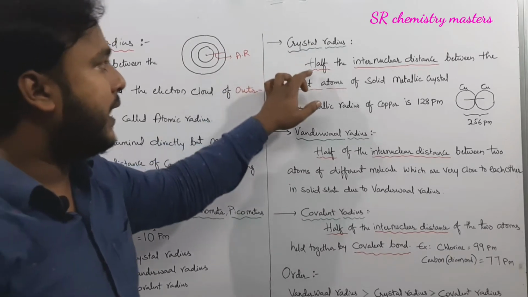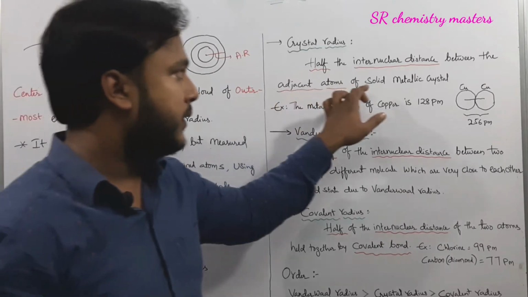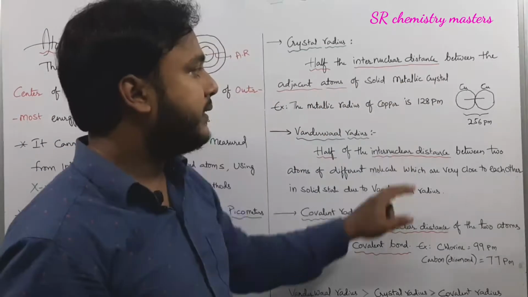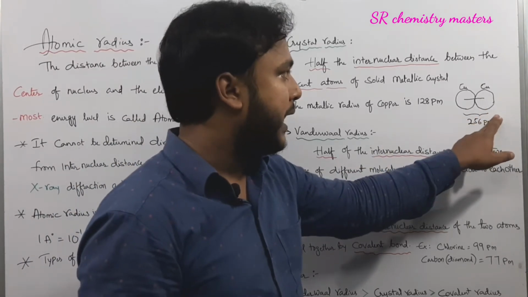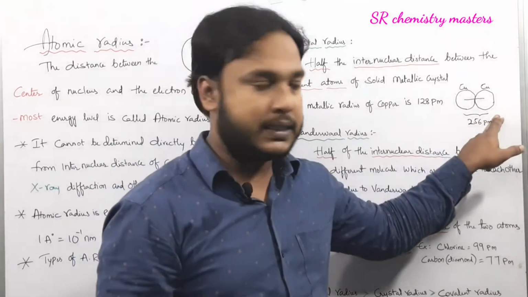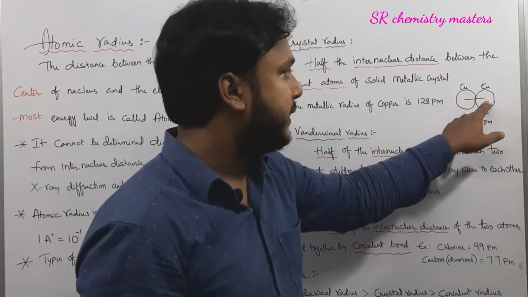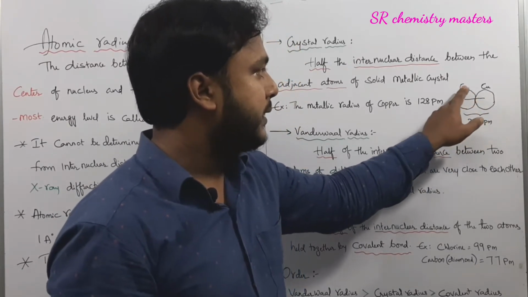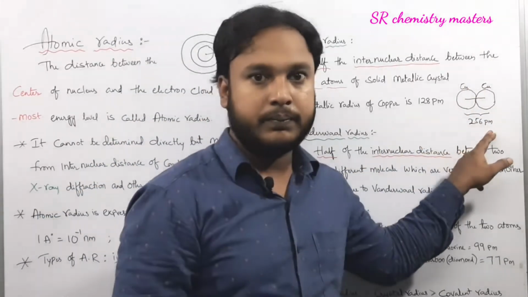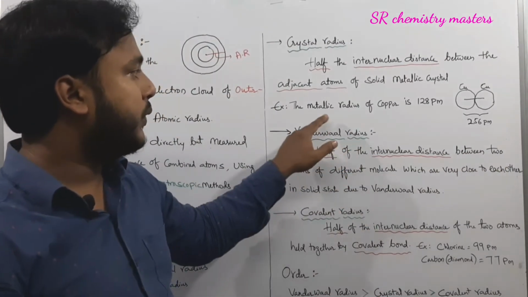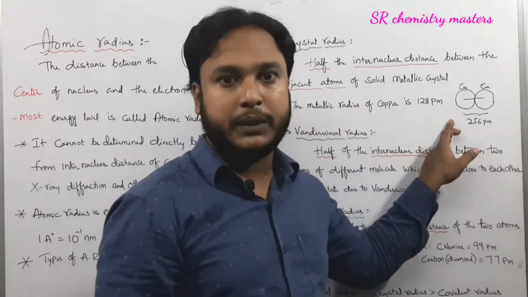Crystal radius is half of the internuclear distance between the adjacent atoms of the solid in a metallic crystal. Take an example. Assume that these 2 are the copper atoms present in the copper crystal. The distance between the 2 nuclei present in the adjacent copper atoms is 256 picometer. From this, we can come to a conclusion that the metallic radius of copper is 128 picometers.